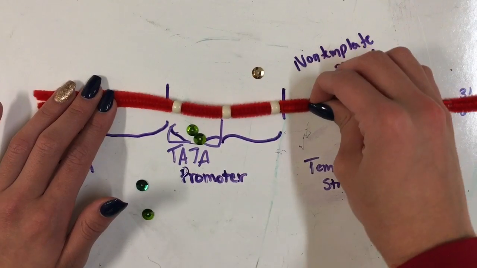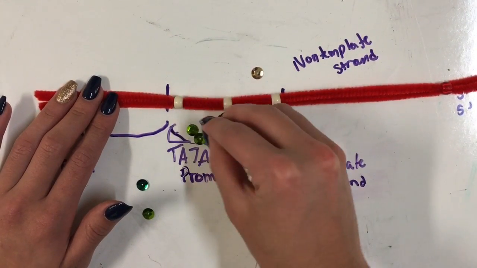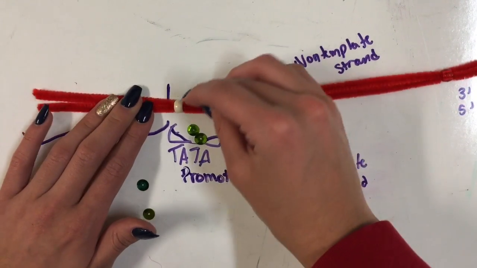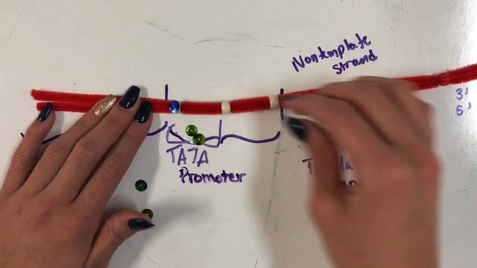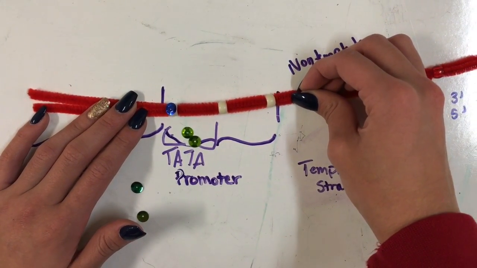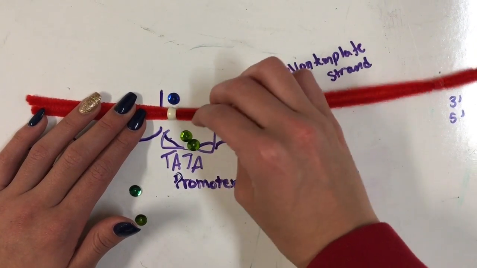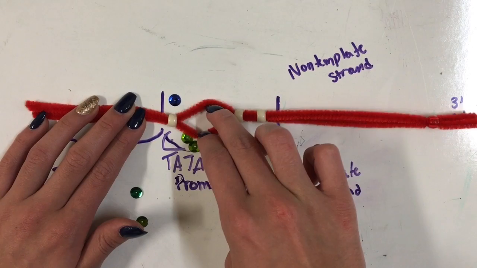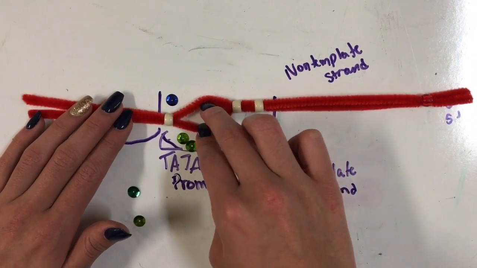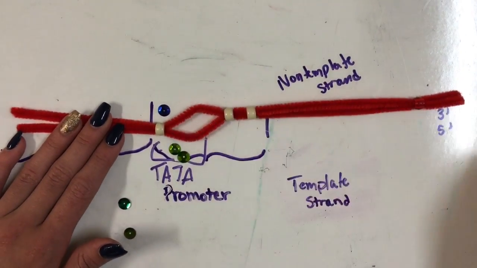Additional transcription factors, which can be represented by this blue one, bind to the DNA along with the RNA polymerase II, forming the transcription initiation complex. RNA polymerase II then unwinds the DNA double helix, so that's when these move across and unwind it. The DNA double helix will unwind and RNA synthesis begins at the starting point on the template strand.